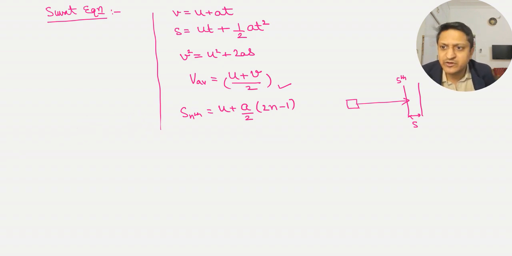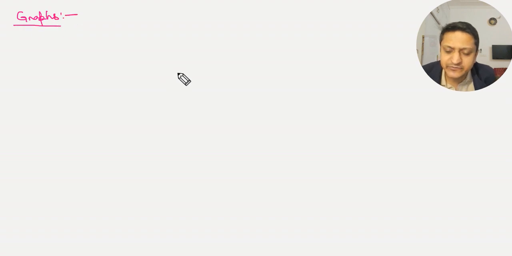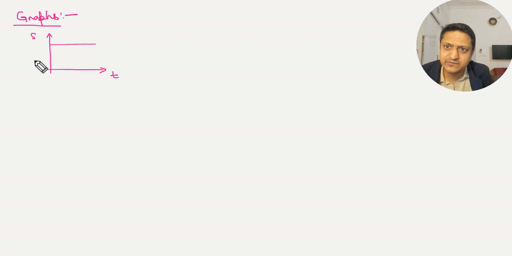Now we will move towards the graphs. For the graphs, we will go very basic. The first graph is the s-t graph. When the s-t graph is parallel to time, what does it mean? If the displacement is not increasing, it means that the object is not moving. So if the object is not moving, what will be the velocity?